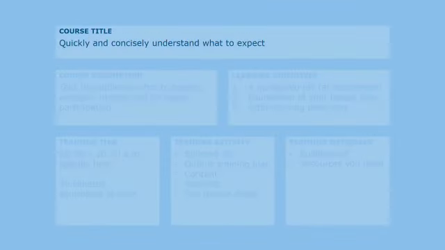Understanding the training development model that ADDIE provides, we can now move on to the content of your lesson plan. From a course title, anyone should be able to quickly and concisely understand what to expect and how your course will help them solve real-world challenges.